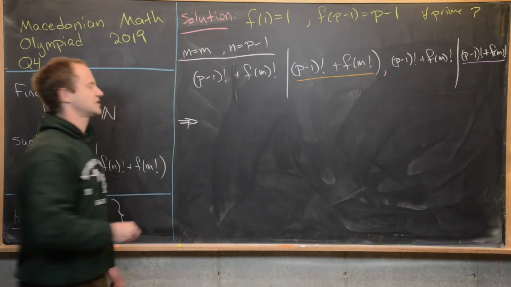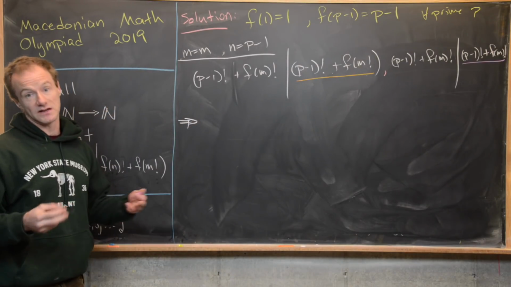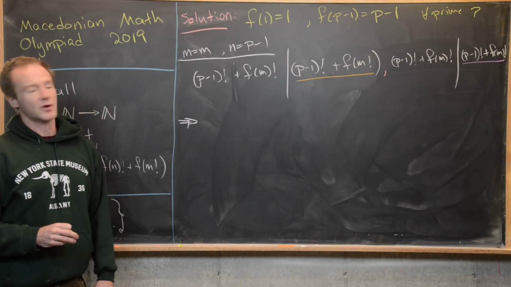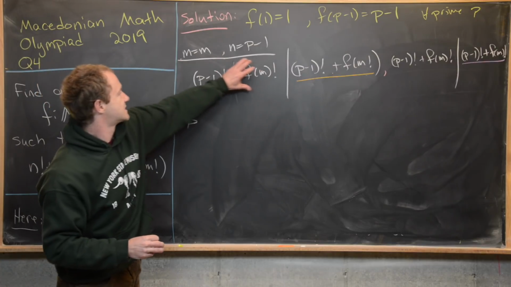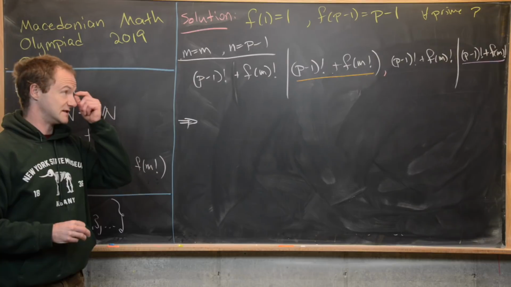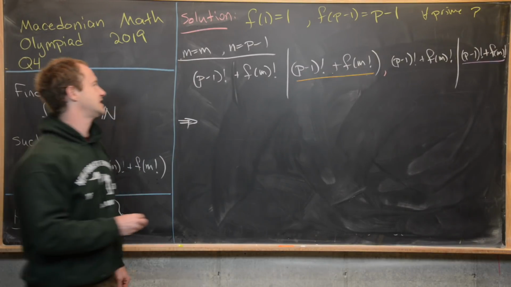So I'll just leave that text off, but I'll say it out loud again. As long as that difference of the orange and the purple is not 0, this object right here, (p−1)! + f(m)!, must divide that difference. So let's see what that gives us.